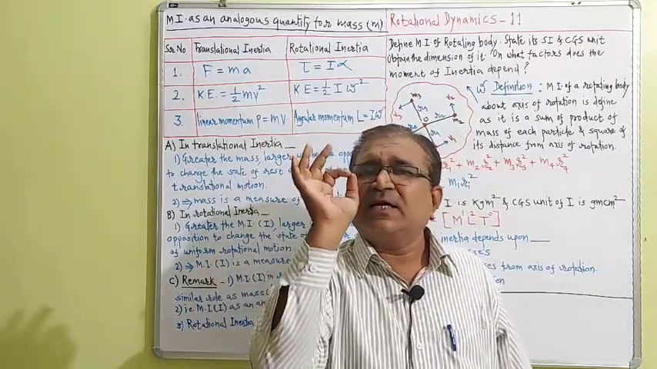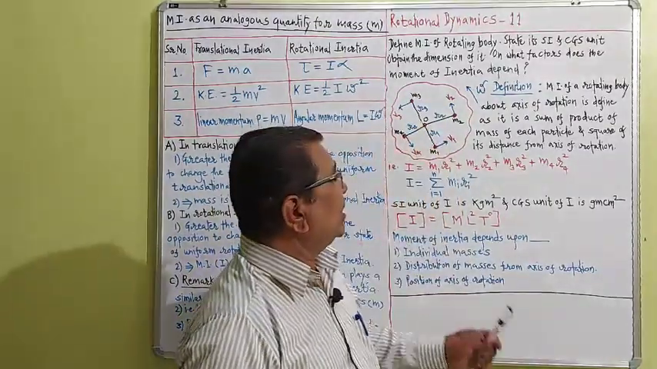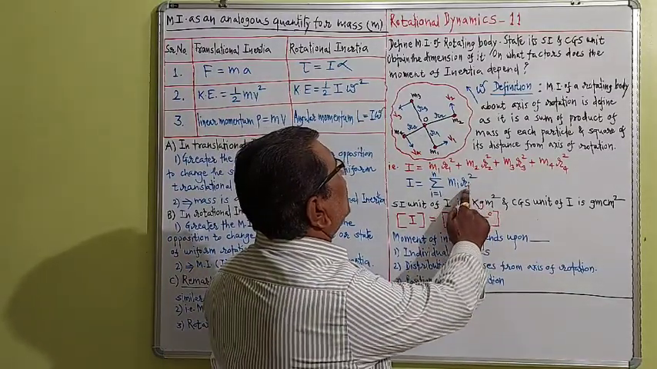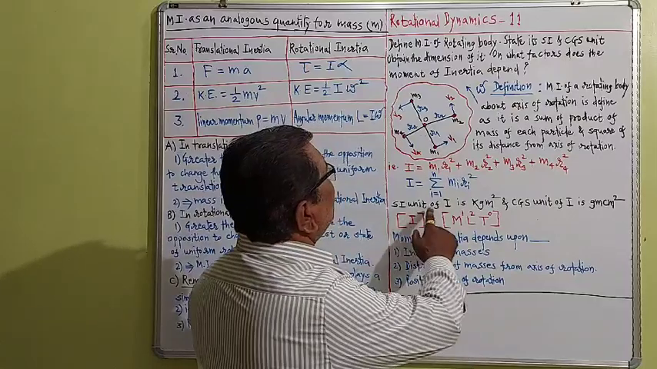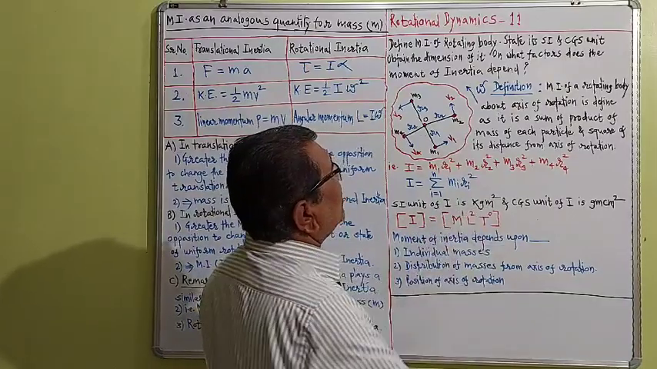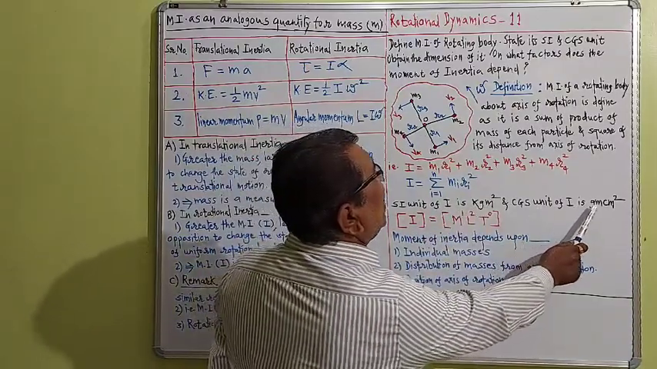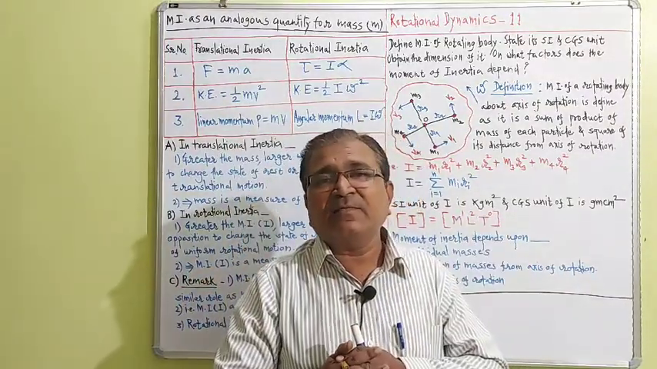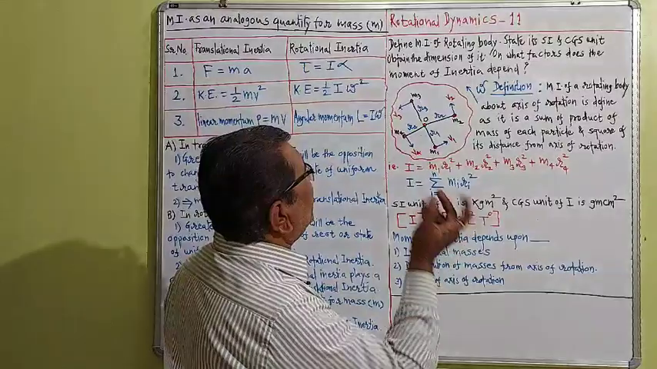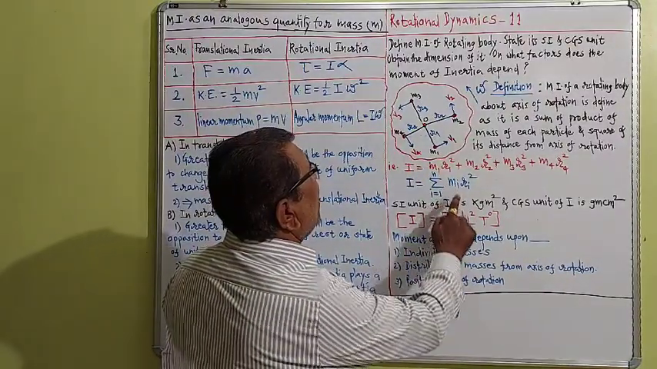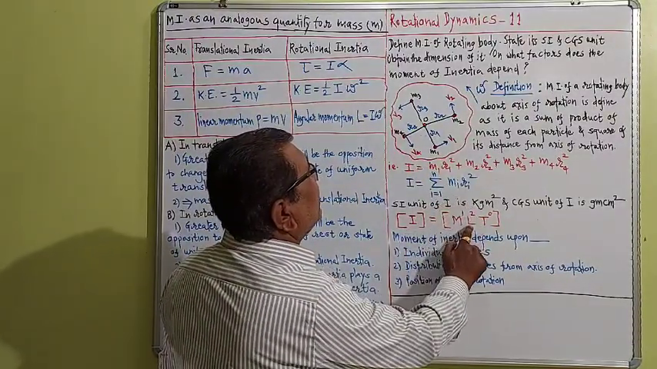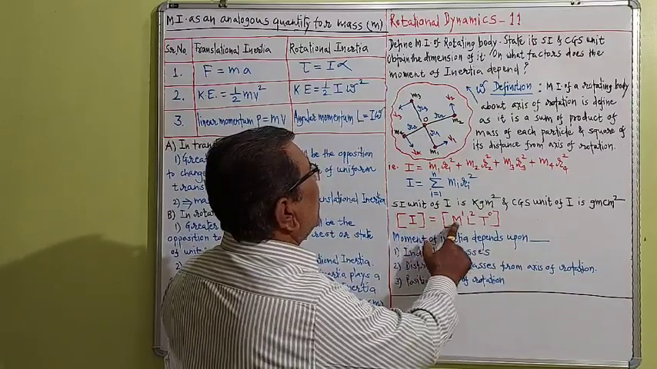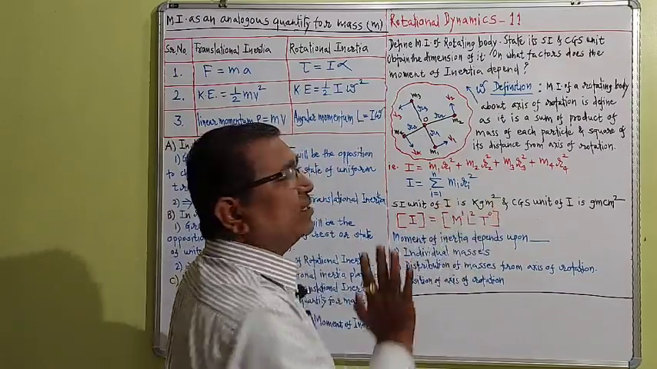Of course, the SI unit: unit of mass is kilogram and unit of distance square is meter square. So SI unit of I is kilogram meter square. CGS unit of I is gram centimeter square. Dimension of capital I: obviously M1 L square, no time, so T0. So dimension of I is M1 L2 T0.